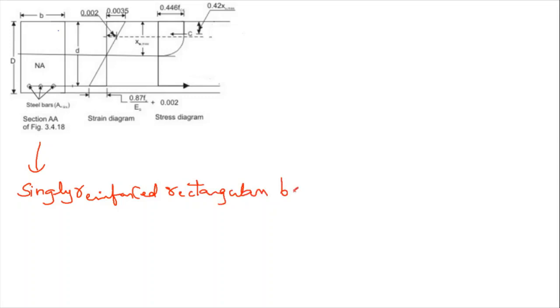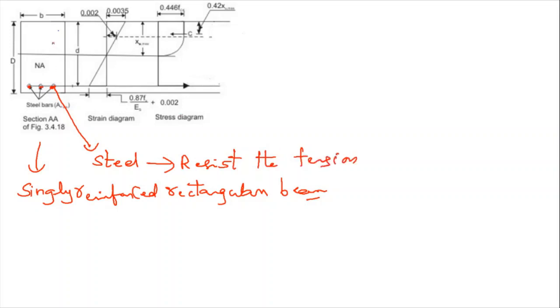In the singly reinforced rectangular beam, we are placing the steel here to resist what? To resist the tension. Then above the neutral axis, concrete will be under compression. So whatever the strain is there above the neutral axis, that is the compressive strain, and whatever the strain is there below the neutral axis, that is the tensile strain.